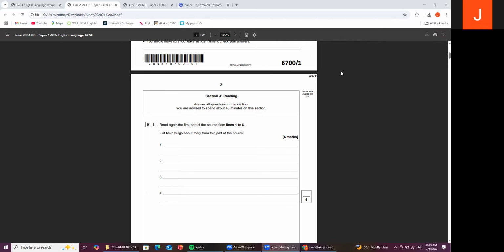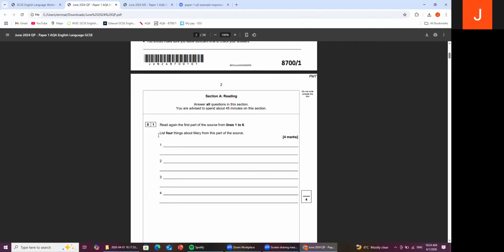So first question here: read again the first part of the source from lines 1 to 6. Really important, it's probably an obvious thing to say, but make sure you read the question, read it again. You're only being asked to read lines 1 to 6 from the source, and that is all you need to do. If you look for information beyond the lines, you won't get any marks. It is really specific for what the examiners are looking for: any information from lines 1 to 6.